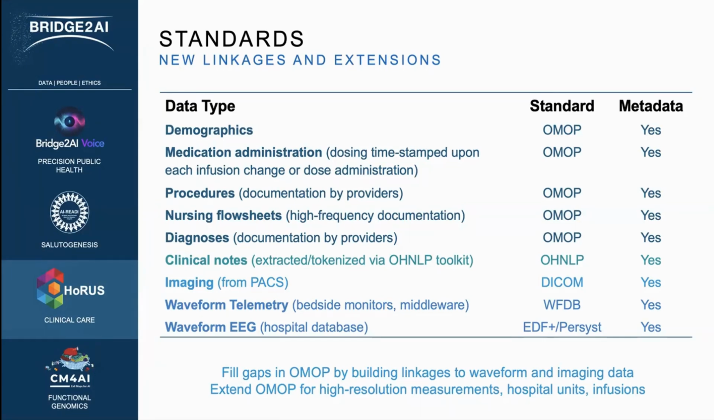And then the Open Health NLP Toolkit, OHNLP Toolkit, is being used to extract what we call tokens, or sort of numerical representations of medical concepts from medical notes. And we produce them in a string and order as a way of protecting the confidentiality of clinical notes. So only medical terms can be extracted from those notes, and we only share those in that form. And then for imaging, we're using the DICOM standard, and then for waveform telemetry, the waveform database, or WFDB format.